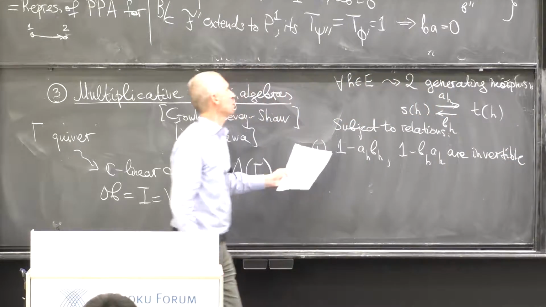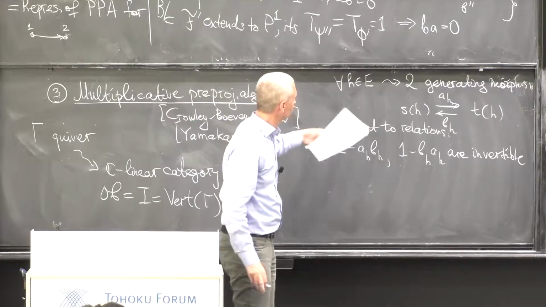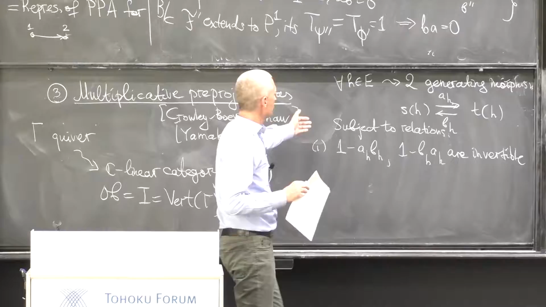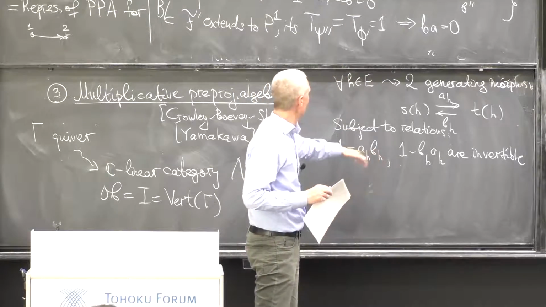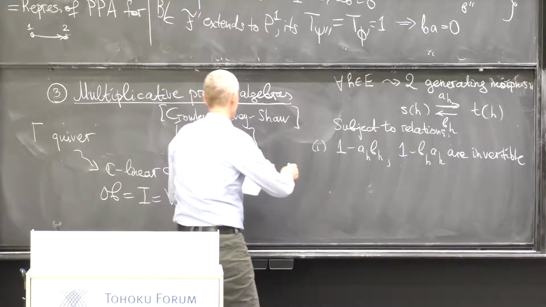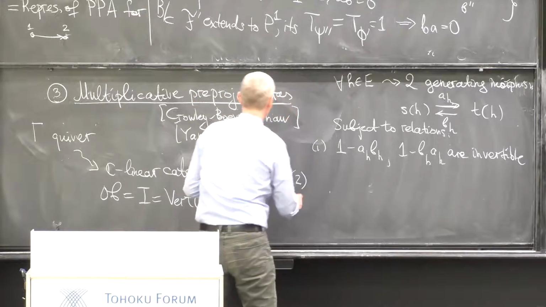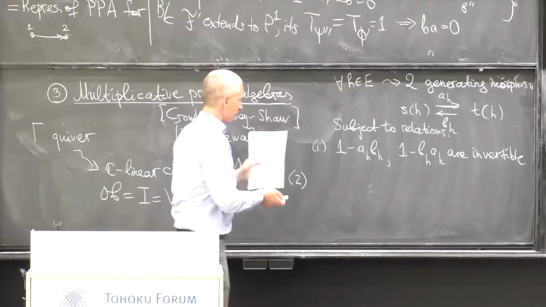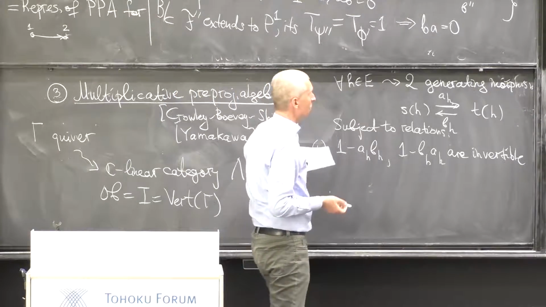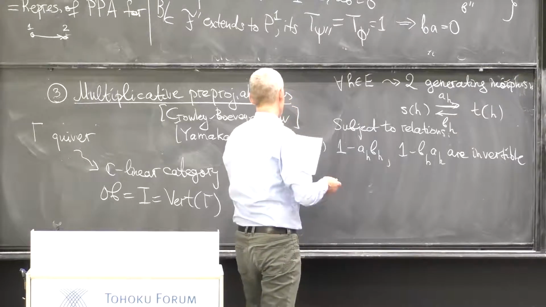So strictly speaking, one would say it's not a relation, it means that we add formal inverses. Or we consider representations, we care only about those representations in which they are inverted. And condition number 2 is just an almost literal multiplicative rewriting of the relations for the original preprojective algebra.